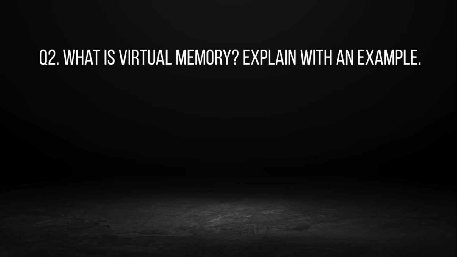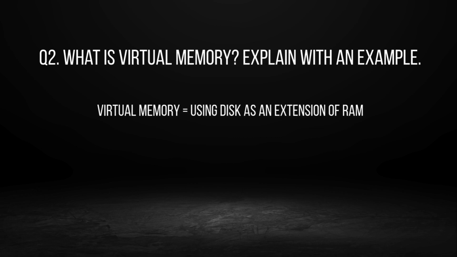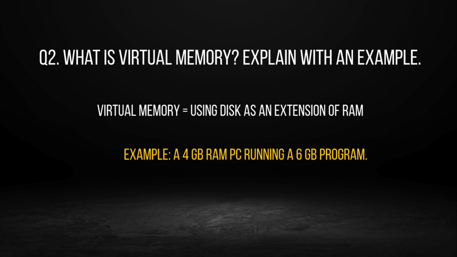Next question: what is virtual memory? Explain with example. Virtual memory uses part of your hard disk as extra RAM. Example: running a 6 GB program on a 4 GB system. The operating system stores less used data on disk temporarily.